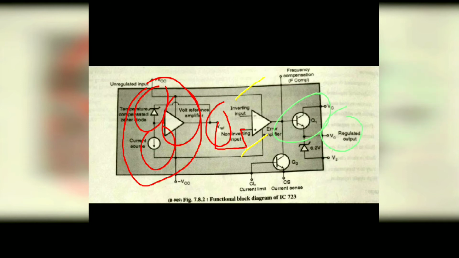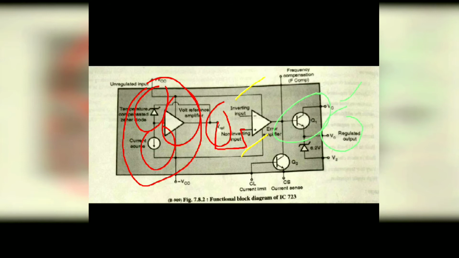Q1 is a small transistor which is capable of dissipating power up to 800 milliwatt, and Q1 is connected to the unregulated power supply, that is VC. The maximum collector voltage of Q1 is limited to 36 volt.